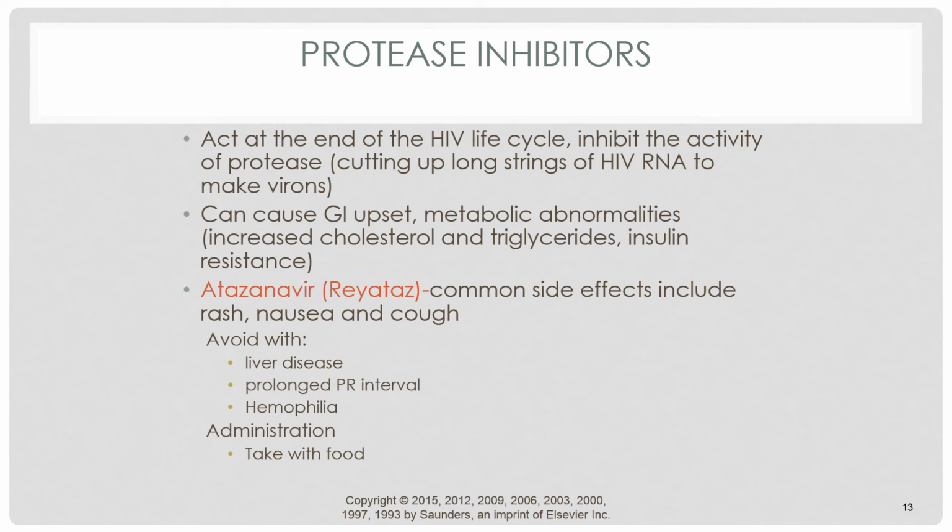A prolonged PR interval. So when we look at our EKG rhythms, so the actual electrical impulse, the PR interval, this can prolong that, and that can cause a block. All right, so we can have a heart block or bradycardia. Hemophilia. All right. And like most of the other medications in this lecture, you're going to make sure that you take this with food.